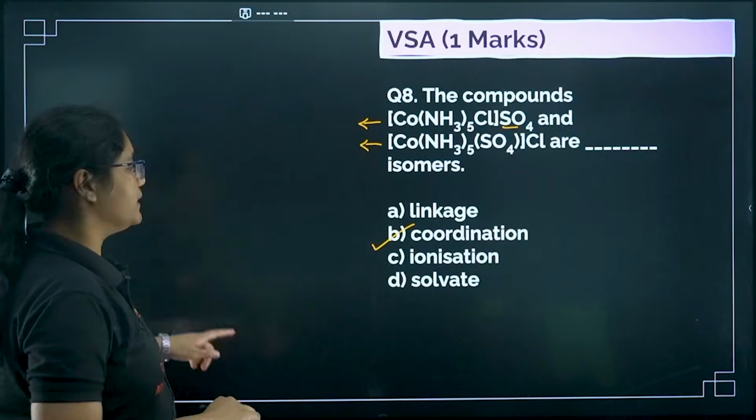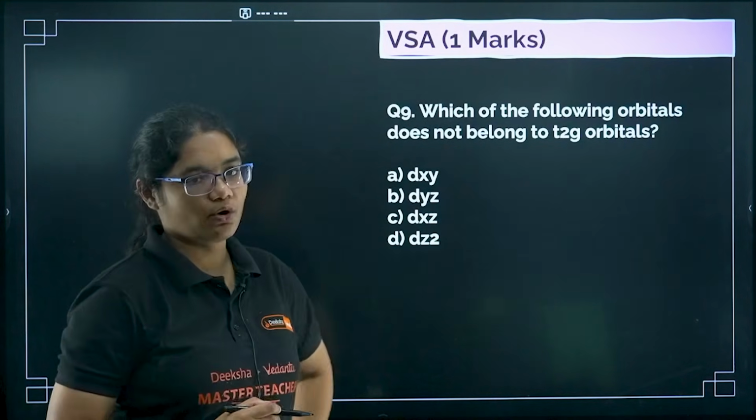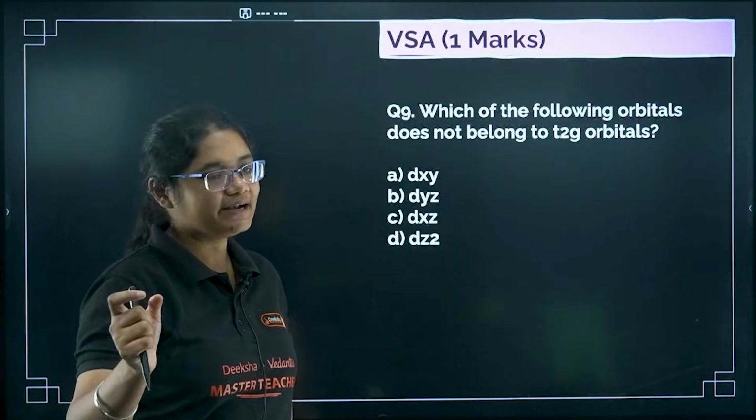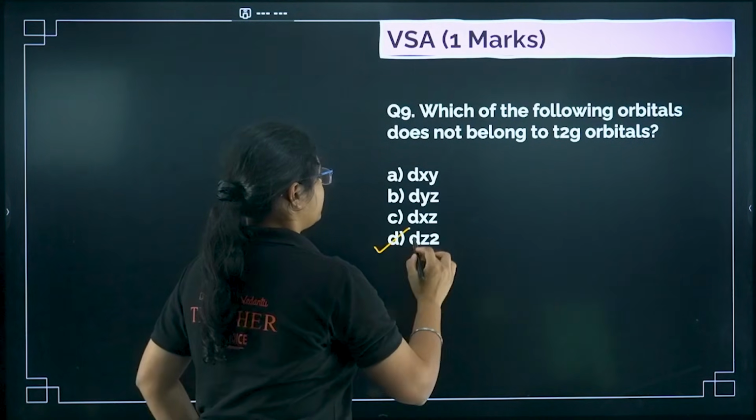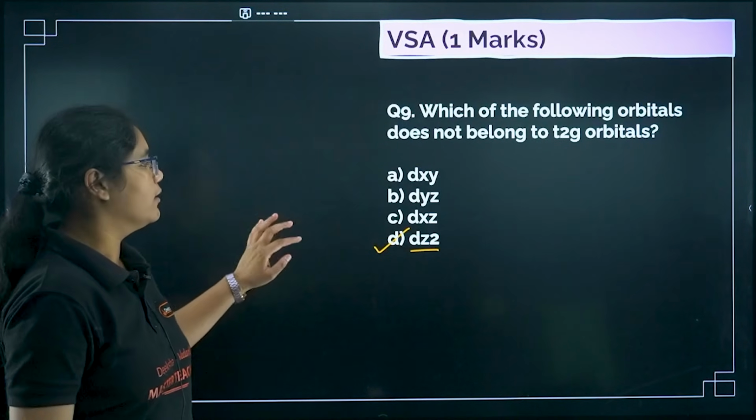that is option number B. Next, we have which of the following orbitals does not belong to T2g orbital. So dxy, dyz, dzx belong to T2g, and dz square is a part of Eg. Okay, so option number D here.